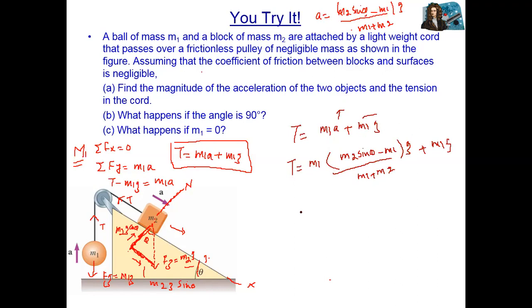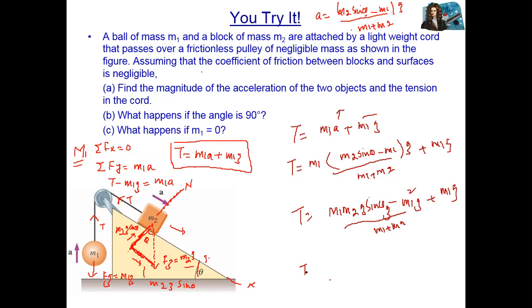So now multiply these two. Tension is equal to M1 multiplied with M2, M1 M2 into G sine theta minus M1 multiplied with M1 equal to M1 square. Also we have G here, so I will write G here. We have G with this one, and we have also M1 G square, this G multiply with both, plus we have M1G, then divided by what? Divided by M1 plus M2.